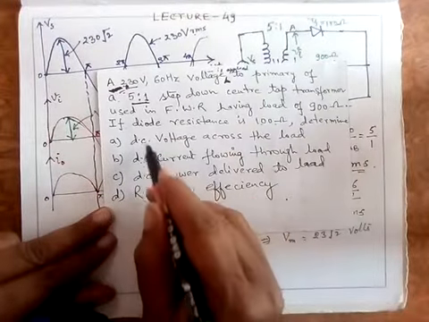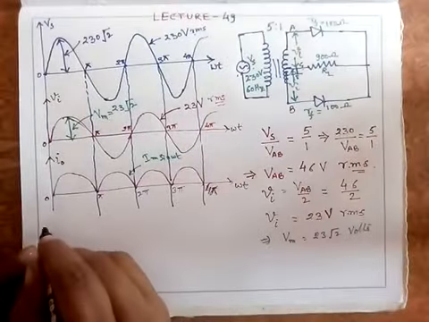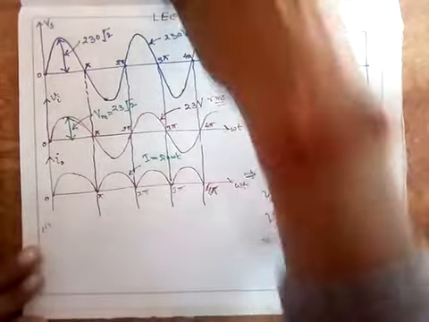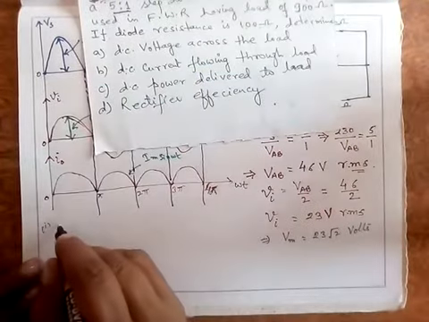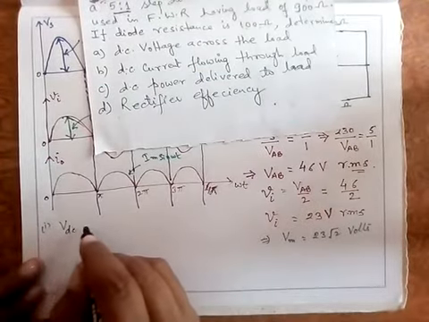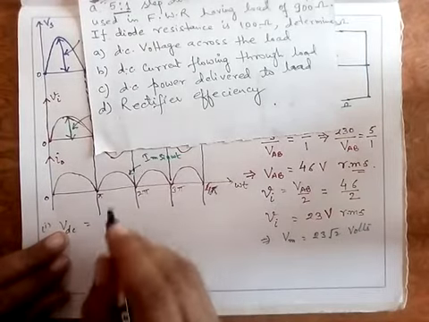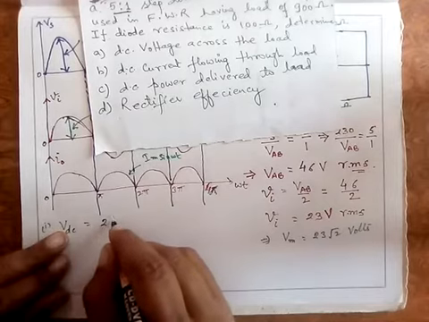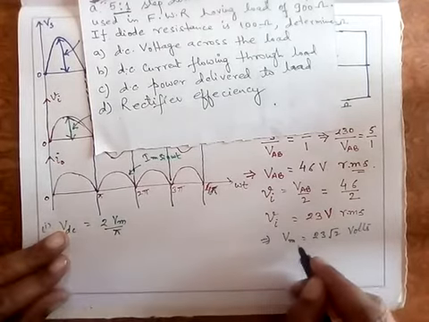Now what has been asked? DC voltage across the load. So what is VDC? Look at the first part. I have to find the DC voltage across the load, means VDC. I know that VDC for a full wave rectifier is equal to twice Vm by pi. Vm, I have found that this is the value of Vm.